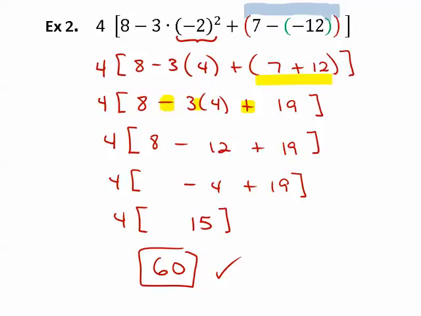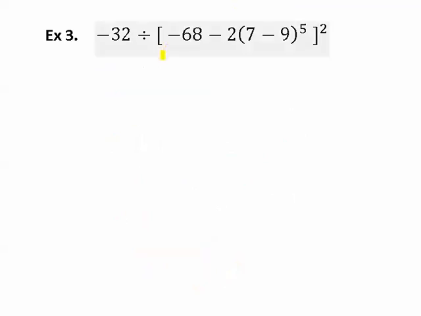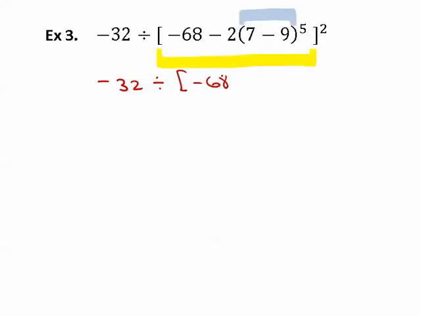All right, example number 3. In example number 3, we have the big brackets, and once again within the brackets we have a parenthesis. So we want to take care of the innermost groupings first. So we're going to bring down the negative 32 divided by bracket negative 68 minus 2.